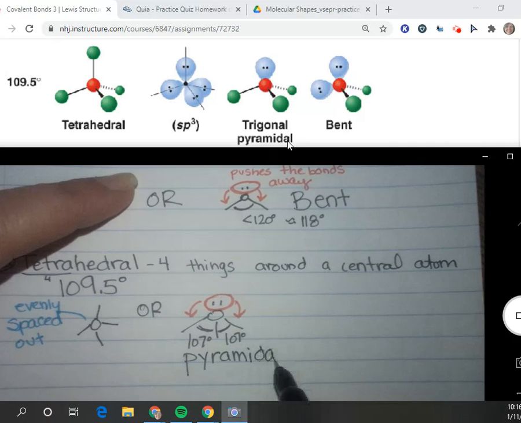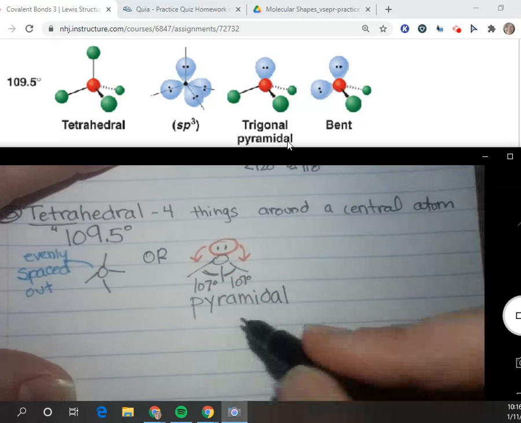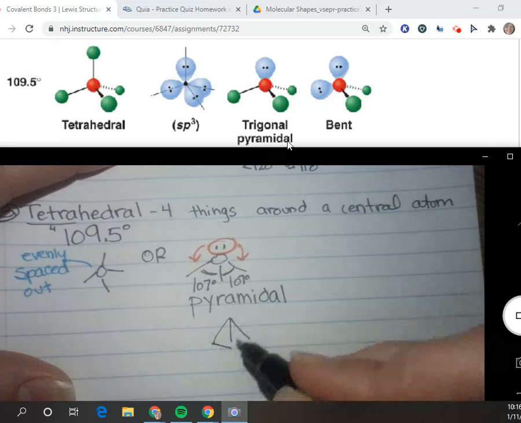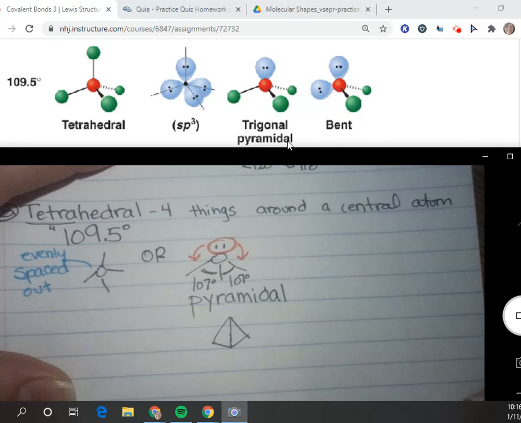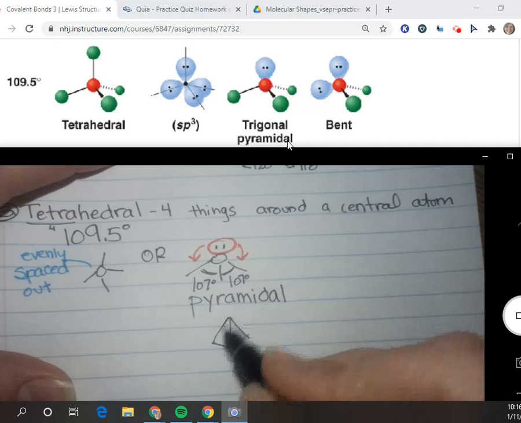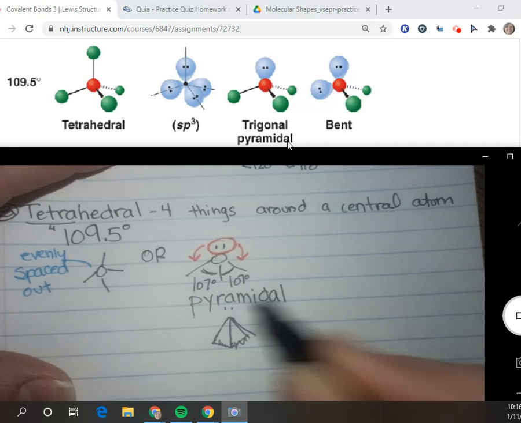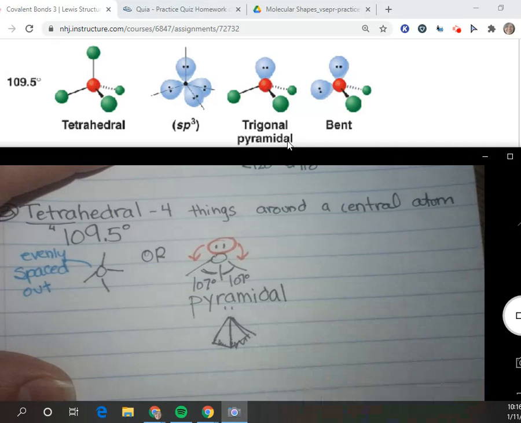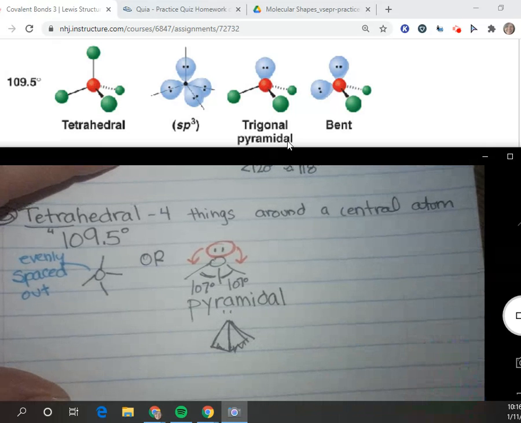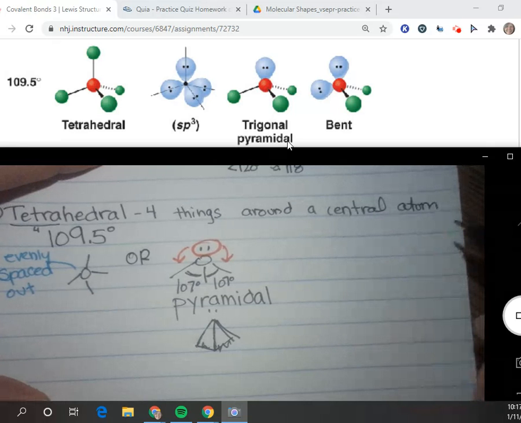Why do you think it's called pyramidal? Well, if I draw a pyramid, what am I going to draw? Right? So these 3 bonding angles are right here. It's just we don't have that part. And then your unshared pairs would be at the top. So it's actually the shape of a pyramid. We have one more or for this one. And this is a pretty important or.